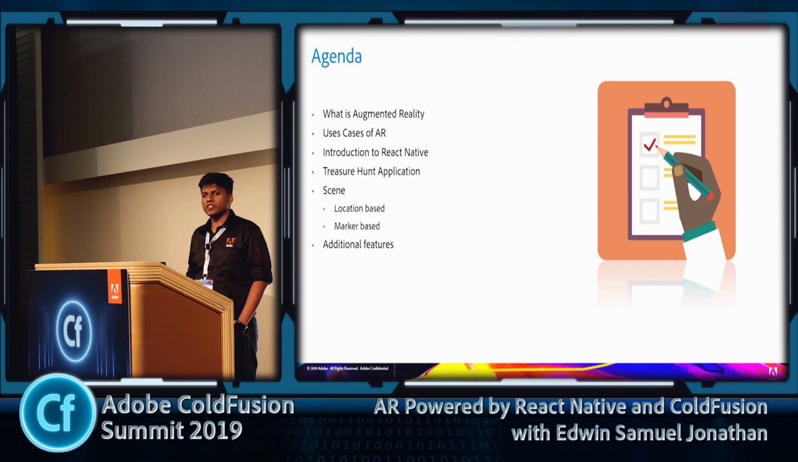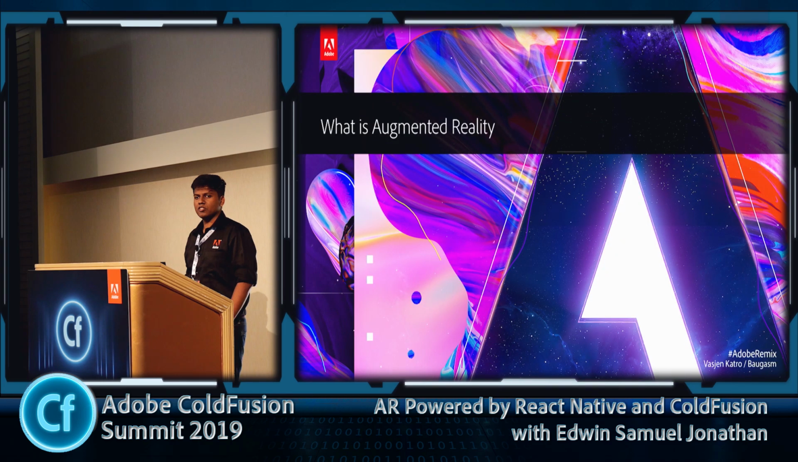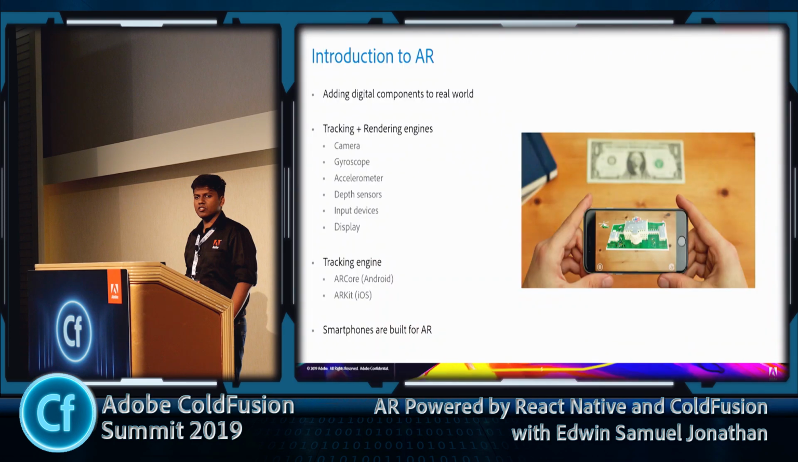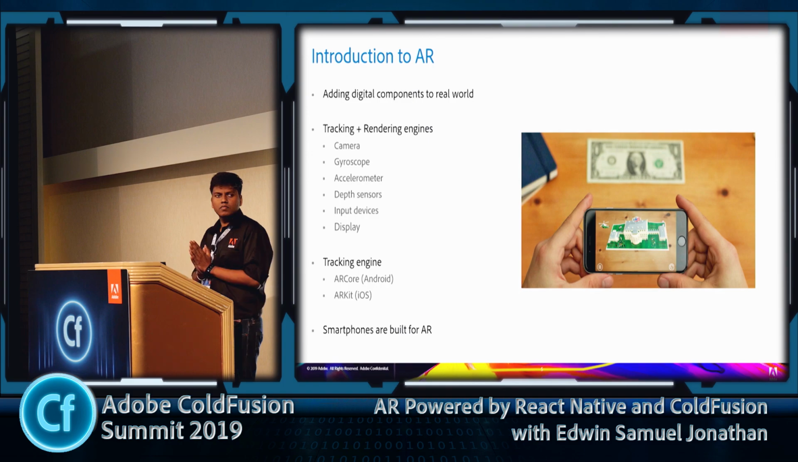So the main question, what is augmented reality? It's essentially just adding some sort of digital components into the real world. It's oftentimes misconstrued with virtual reality, where we immerse ourselves into a virtual world. So since we need to add some sort of images or objects into a real world, we need two engines for doing that. One is a tracking engine and the other is a rendering engine. So the tracking engine basically uses a set of sensors to map the real world. And the rendering engine just puts those objects or images onto that mapped board.